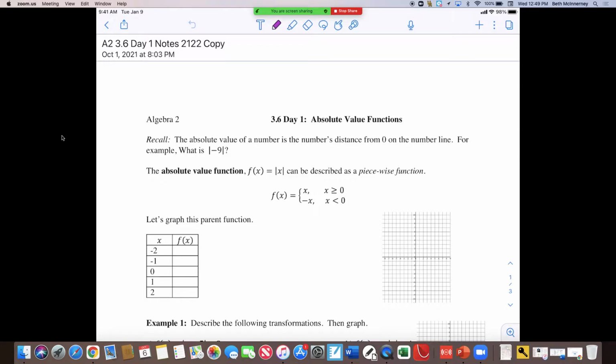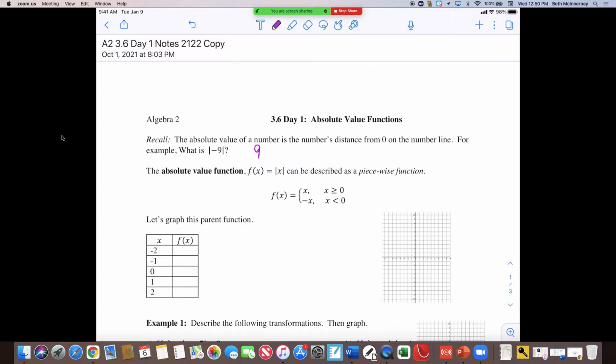We are going to refresh our memory on the absolute value function. And we're going to look at a new transformation. So we're going to start with the absolute value of a number is the distance from 0 on the number line. So if I wanted the absolute value of -9, what is the distance from 0 to -9? 9. So absolute value is non-negative.